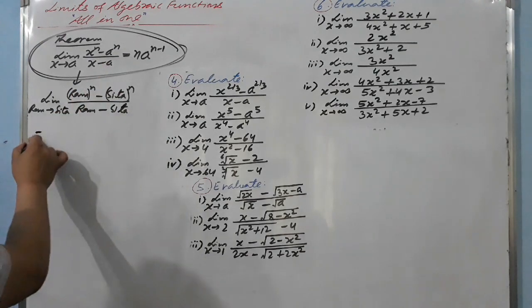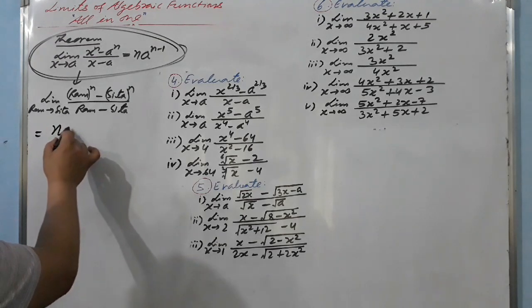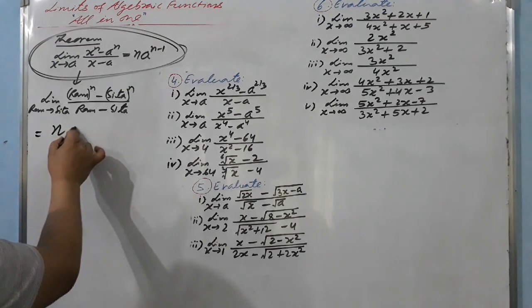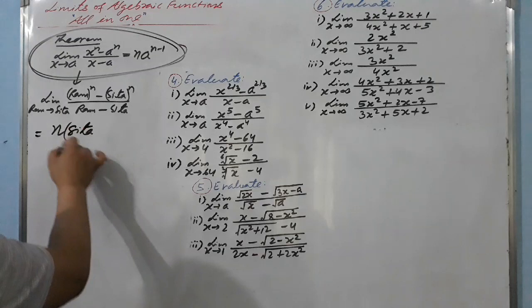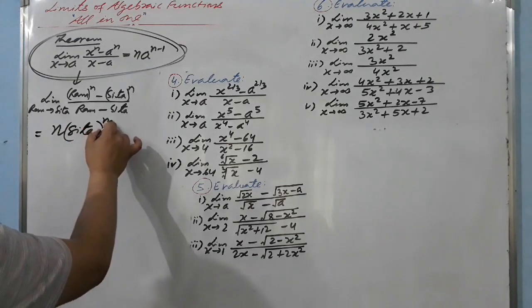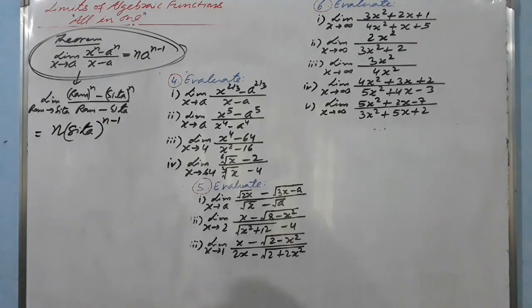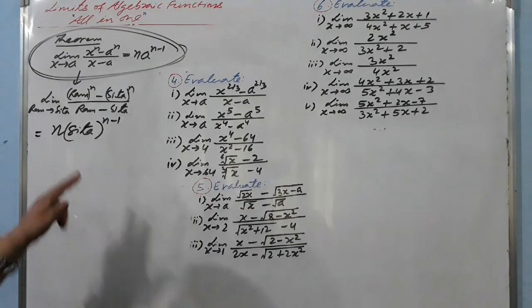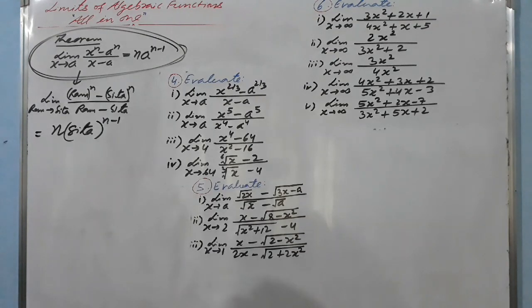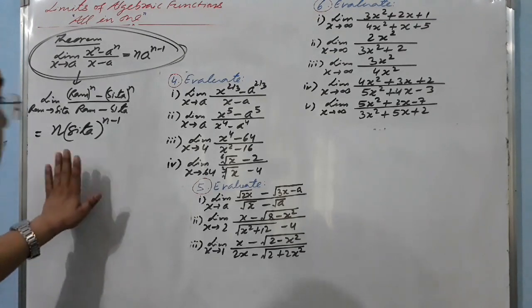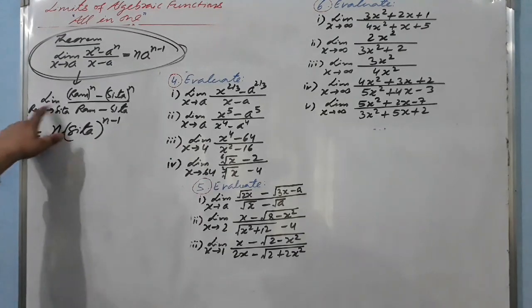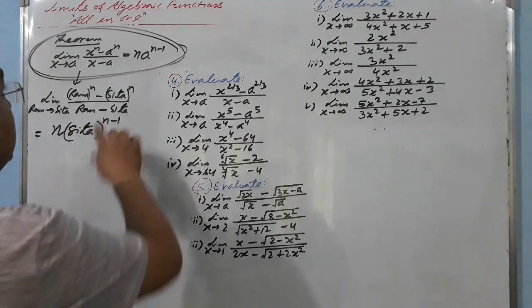Then what we can write down is n into Sita raised to power n minus 1. We can use this one. You have to memorize it this way. Here also we need the same conditions, then only can we write it.